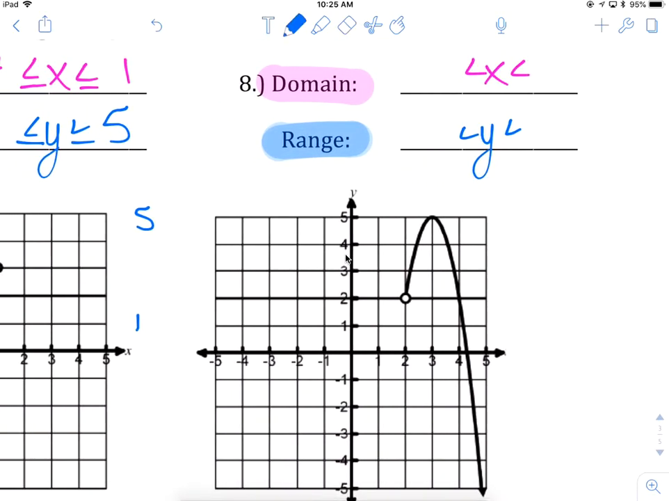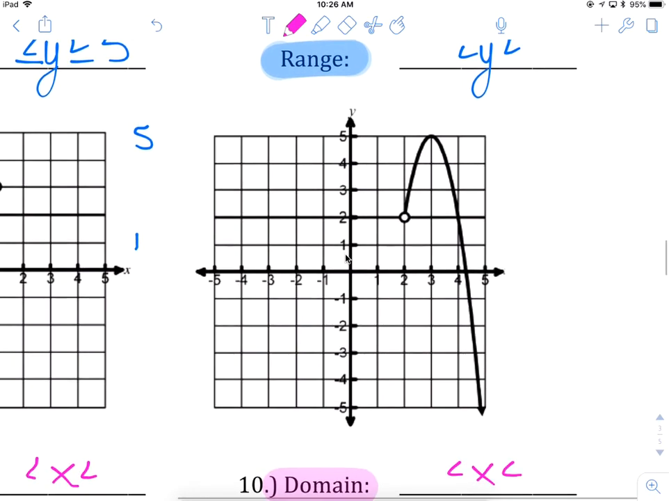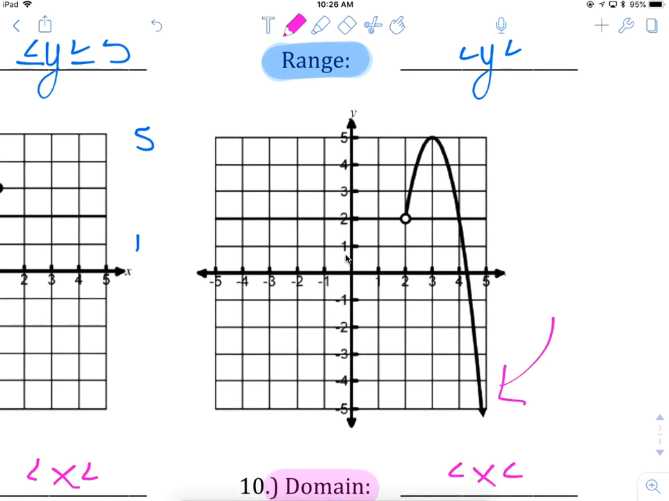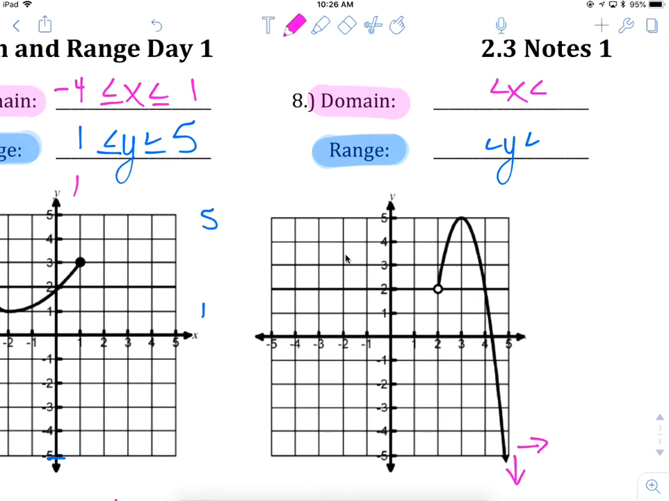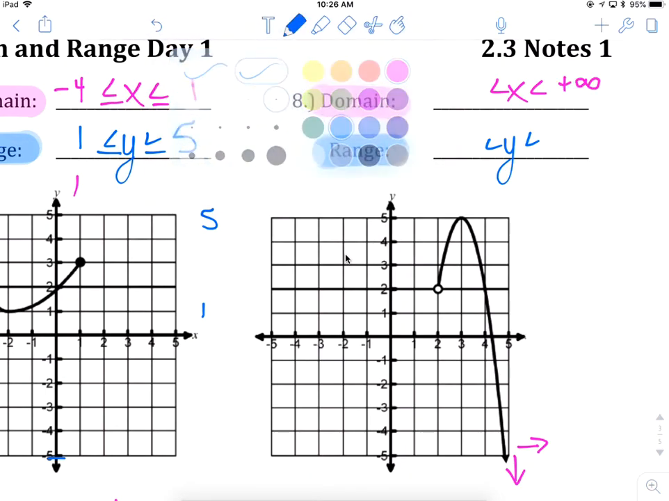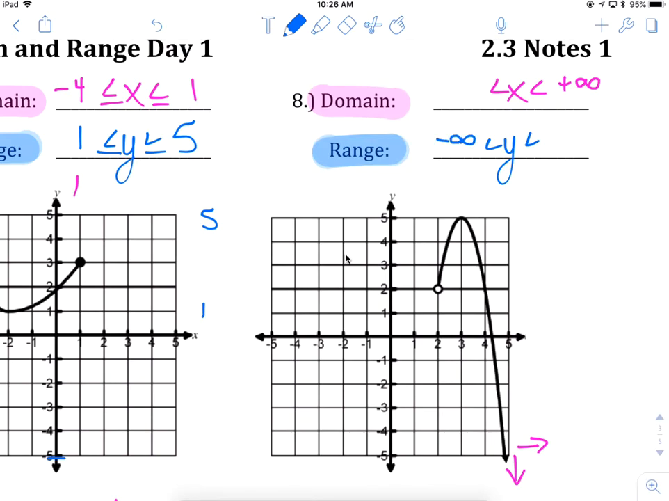Number 8. I'm looking at this one and I notice that I have arrows down here, right? So if I trace that arrow and I move all through this, I notice I'm moving to the right and I'm also moving down. So if I think about moving to the right, that's a positive infinity on my x. And if I think about moving downward, that's negative infinity on my y, which means we only have 2 numbers to fill out.